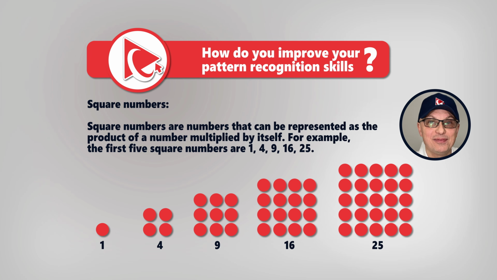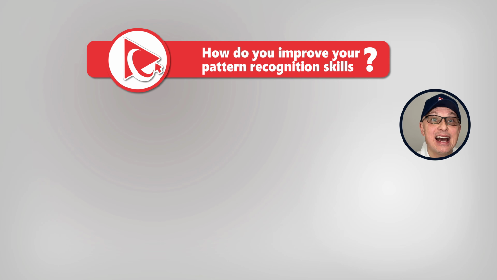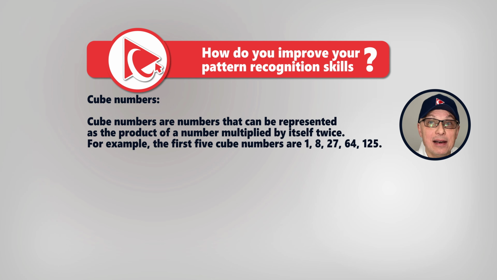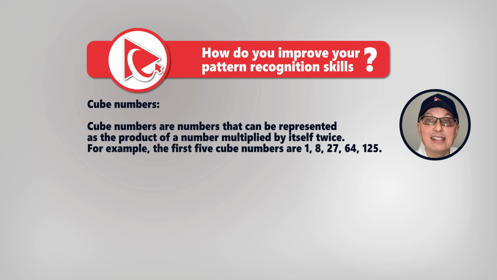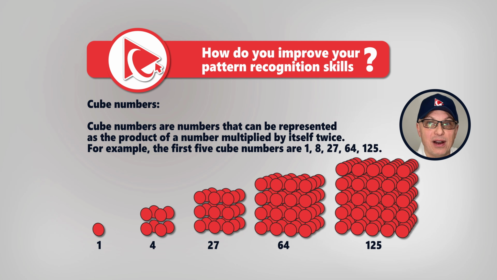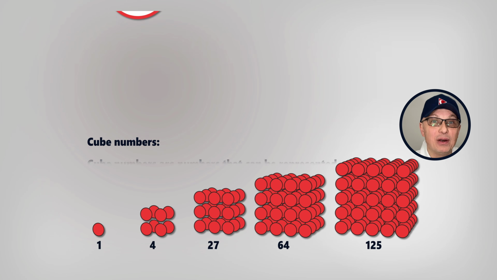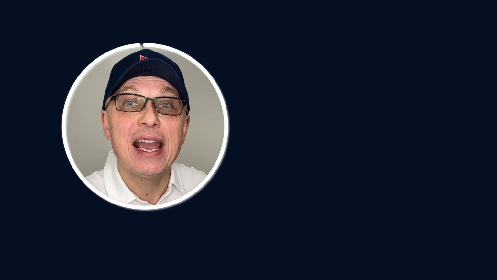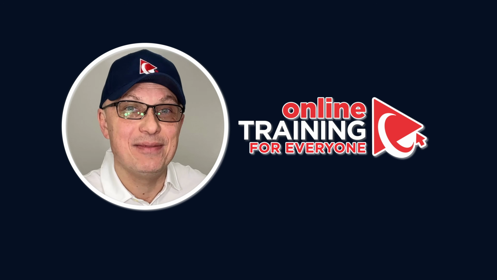is 25. And last but not least on my list are cube numbers. Cube numbers are numbers that can be represented as a product of a number multiplied by itself twice. For example, the first 5 cube numbers are 1, 8, 27, 64, and 125. Because 1 cubed is 1, 2 cubed is 8, 3 cubed is 27, 4 cubed is 64, and 5 cubed is 125. Do you know any other interesting numerical patterns I didn't mention here?